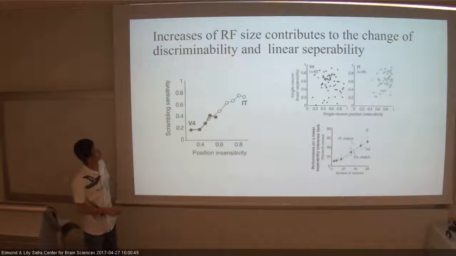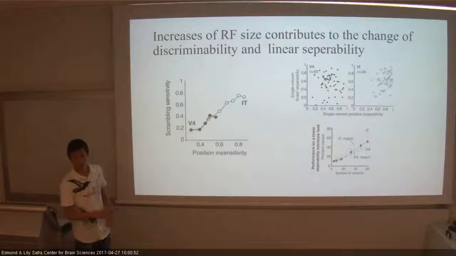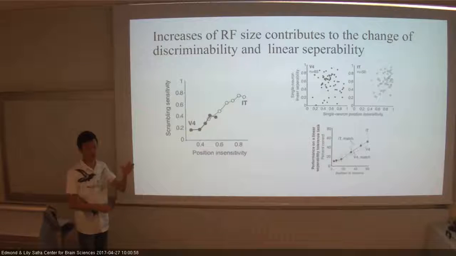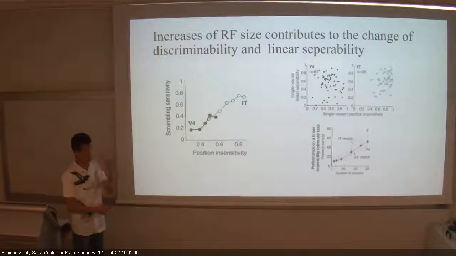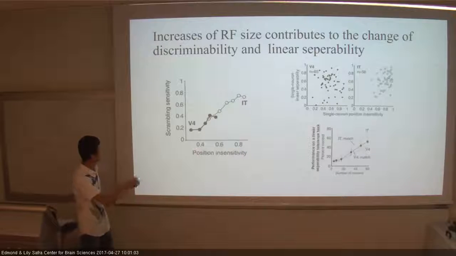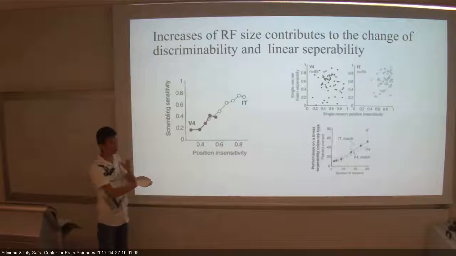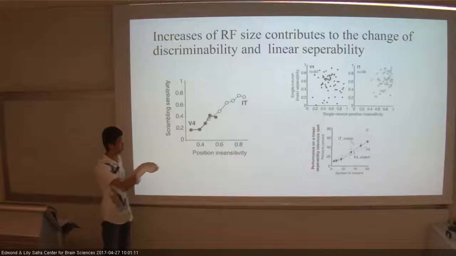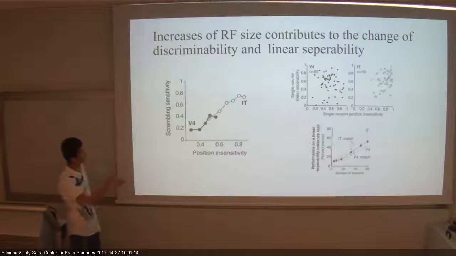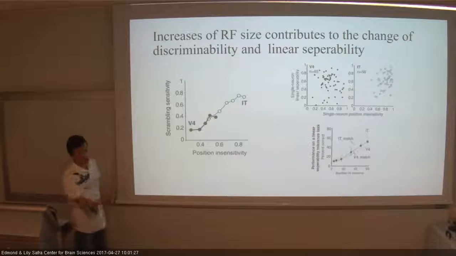But what's the underlying mechanism for this single neuron property? They also try to connect the single neuron property with the receptive field. Here is the position sensitivity. The larger the receptive field size, the larger the position sensitivity. As you can see from this graph, as receptive field size increases, the neuron will be more sensitive to scrambling, and have less selectivity, right?